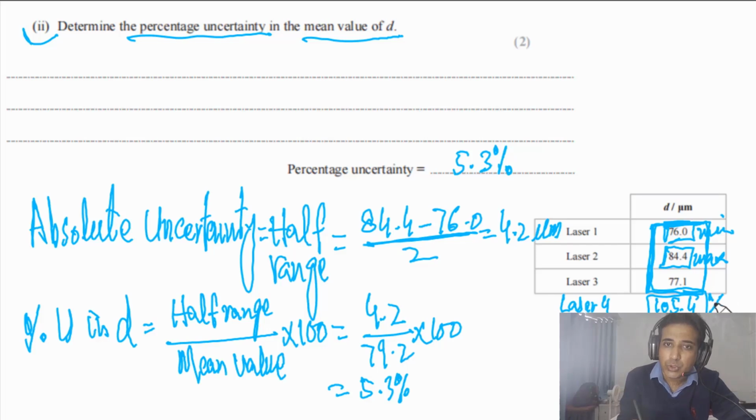So you need to ignore this one when you calculate half range. If one or two values are totally different from the rest of the data, you can ignore that when you calculate half range. So this point is very important. Next time they can give you data and ask you to calculate half range, so you have to ignore this value. So this is a very important point.